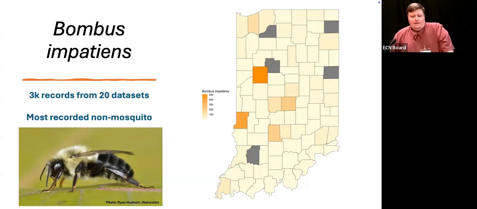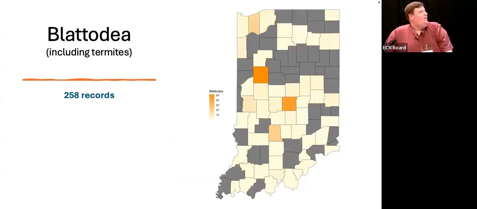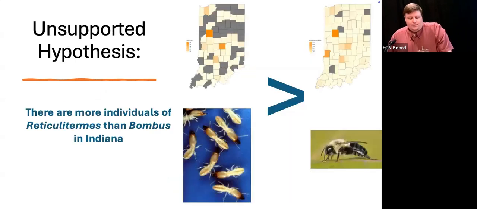And we can compare that to the entire order of Blattodea with less than 300 records, right? And that's including termites. This isn't supported by the data, but I'm going to make a bold hypothesis that there are more reticulate termite individuals than there are bumblebees in the state of Indiana. So that maybe says something about the methods that we're using.